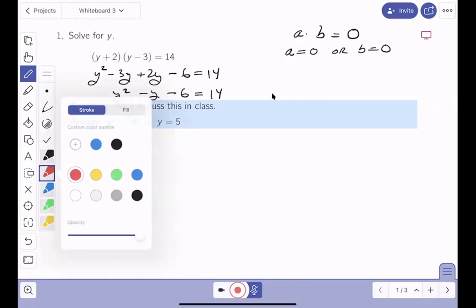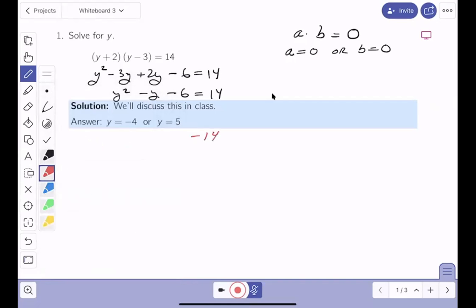What would I do now? I'm going to subtract 14 from both sides. And what would you get? You would get y squared minus y, and minus 6 minus 14 is minus 20. And that equals 0 now.